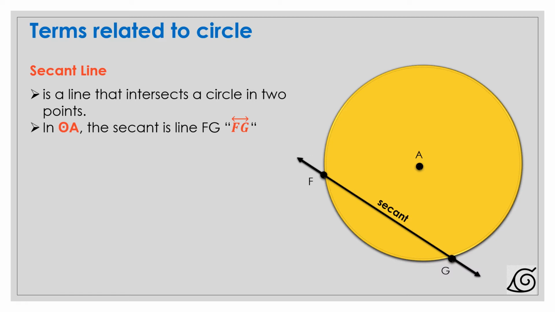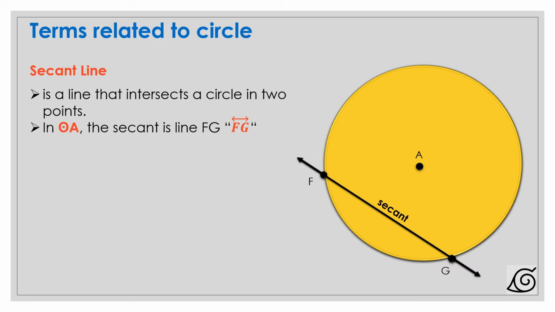Ayan po. The next principle on related terms to circles is the secant line. So, the secant line is a line that intersects a circle in 2 points. Tulad po na nakita po ninyo. Okay, unlike chord, si chord, natatapos lang siya sa endpoint sa endpoint.